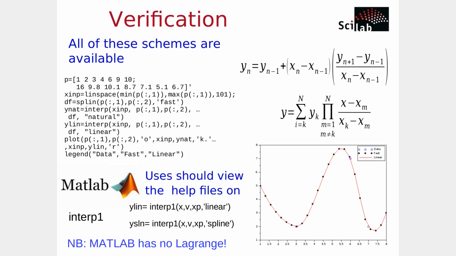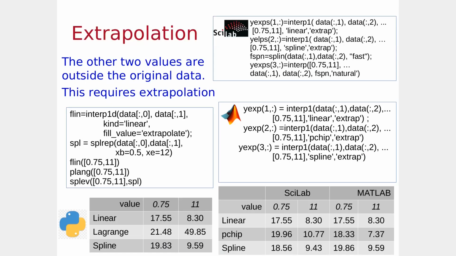There are verification methods analogous in both MATLAB and Scilab. The Scilab commands are given here, and users who insist on using MATLAB are warned there is no Lagrange interpolation scheme therein, but there is a spline and linear available in the interp1d. You need to find x. Presumably x is the value, v is the interpolation points, xp is the data, and linear, but I refer to the interp1d help files in MATLAB if you're insistent on using it.